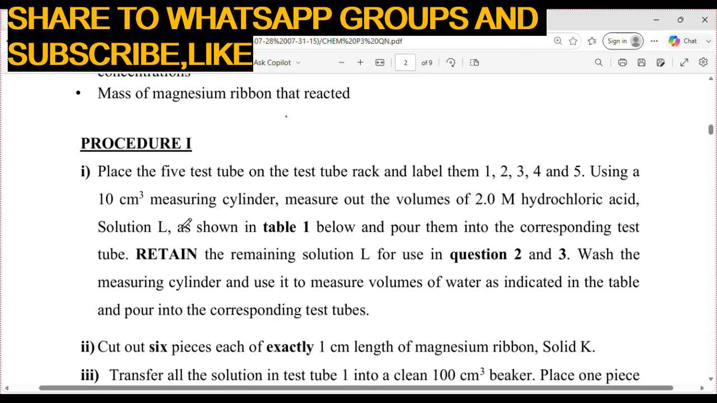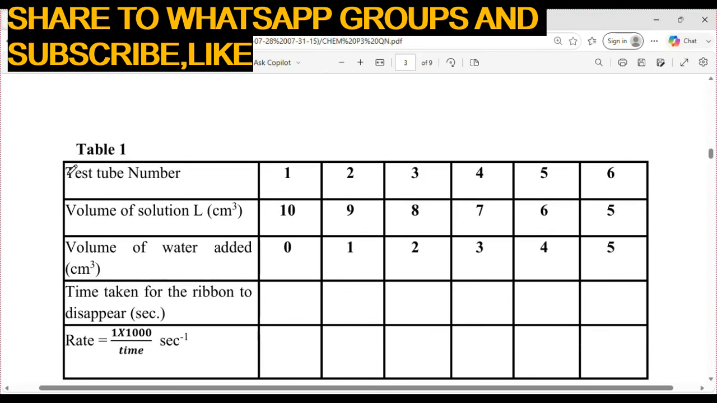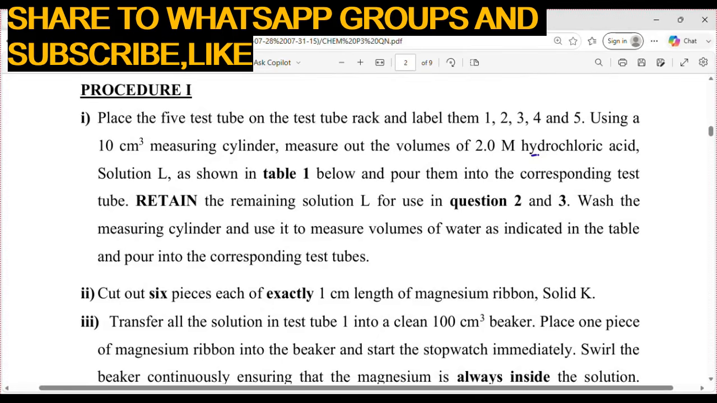Place the 5 test tubes on a test tube rack and label them 1, 2, 3, 4, 5. Using a 10 centimeters cube measuring cylinder, measure out the volumes of 2 molar hydrochloric acid, solution L, as shown in the table below. So we will see the table. We will label the test tubes number 1 to number 6. Retain the remaining solution. Following instructions is important.